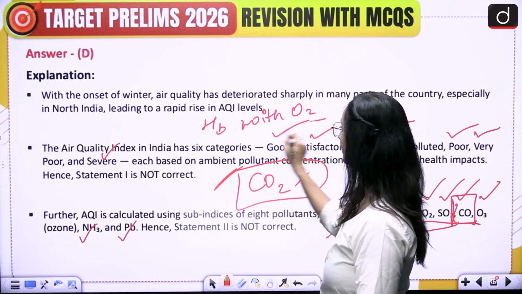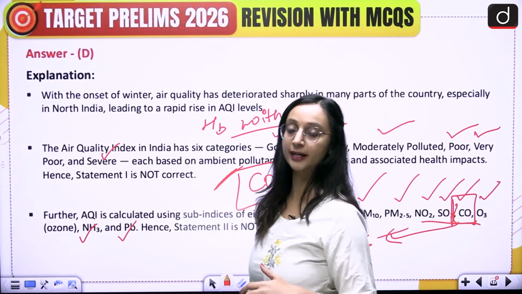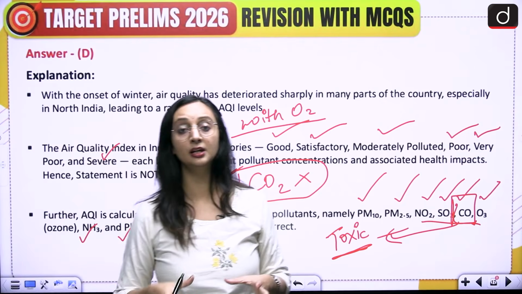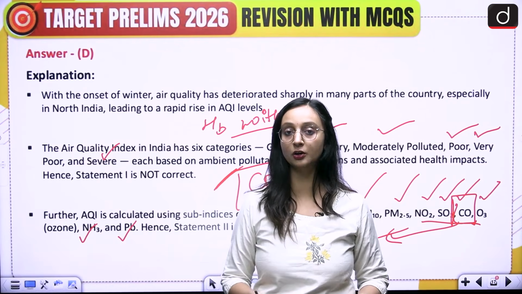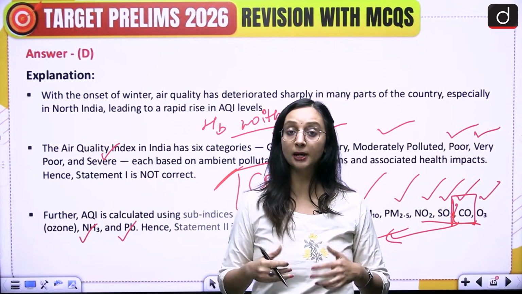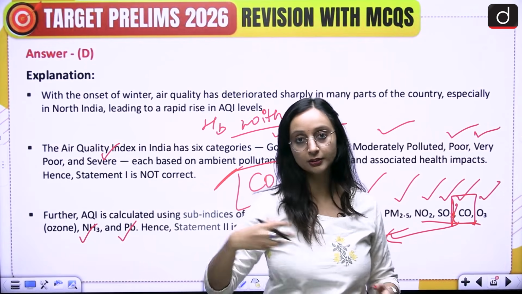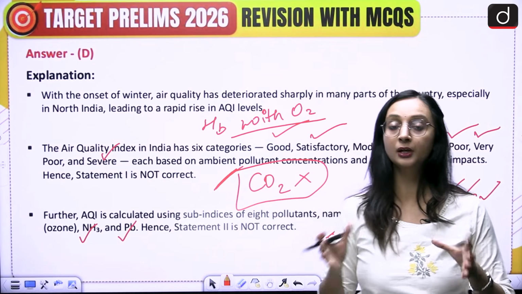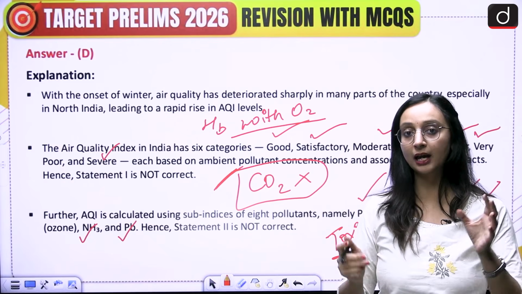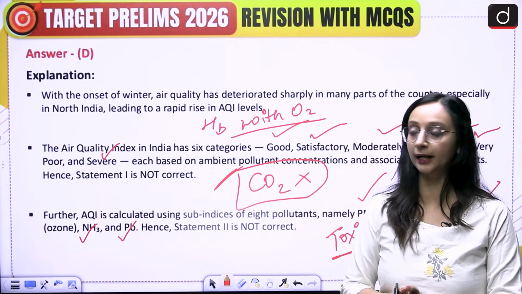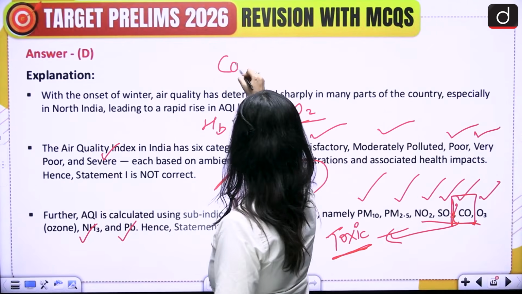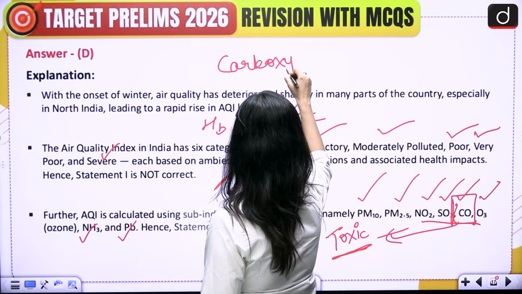But when CO or carbon monoxide enters our lungs, then what happens? It binds faster than oxygen. It binds with hemoglobin much faster than oxygen. So the oxygen is left behind, and now instead of oxygen and hemoglobin binding, we have carbon monoxide and hemoglobin binding, and then it forms carboxyhemoglobin.